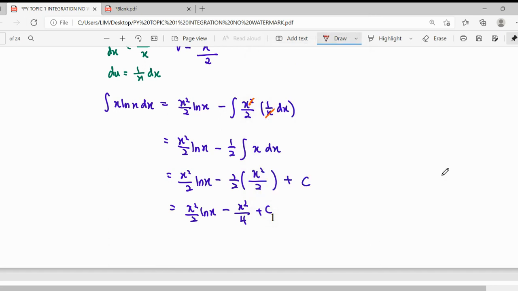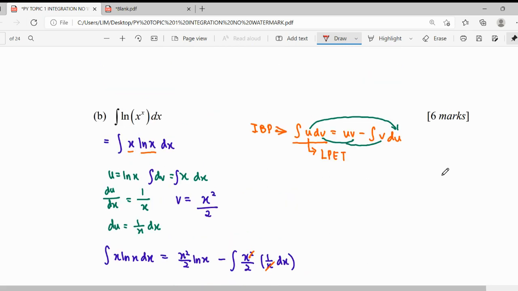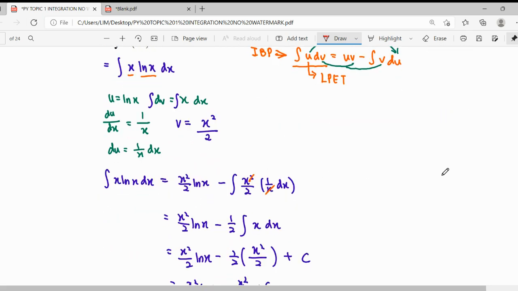So we look at the marks here. This is 6 marks. What is important in our integration by parts? Of course the first part is how we select our u and dv. This selection brings you the first concept. Then find out your du and your v, so that we can apply them into our formula of integration by parts.